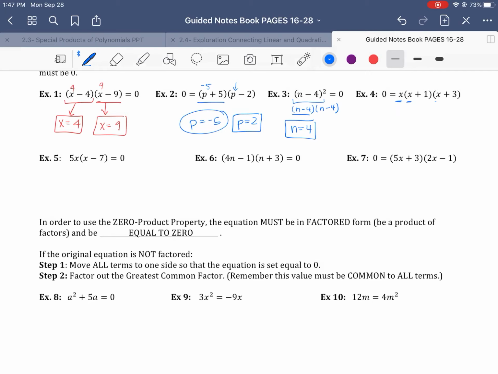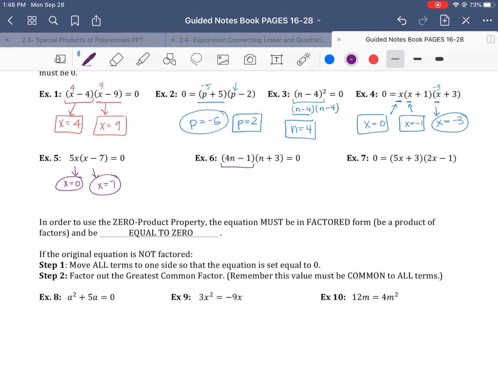Example 4, notice there's 3 x values here. So that means this one has 3 solutions. I'm going to look at this last one first. This could be a negative 3 to give us a 0 in that last factor. So negative 3 is one of them. Or this x value could be a negative 1. Or this x value out front, nothing's added or subtracted, so if it's 0 in and of itself, it's going to create a 0 there. Moving on, 5 is going to be the same. So x is 0, x is positive 7.